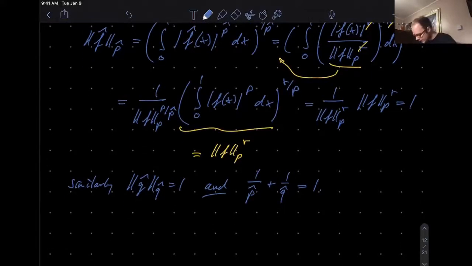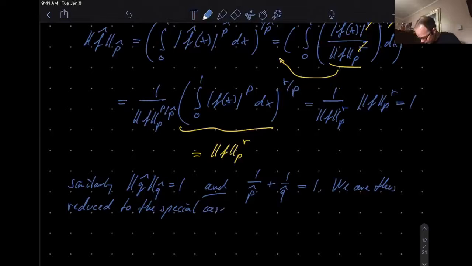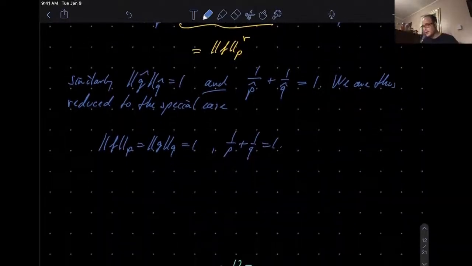Okay, let's write this down. We are thus reduced to the special case where the p norm of f equals the q norm of g equals 1, just relabel the hat quantities without the hats, and 1 over p plus 1 over q is equal to 1. Okay, so that makes it a little bit easier. Okay, but now we need a tool that you guys will actually investigate in the exercises.